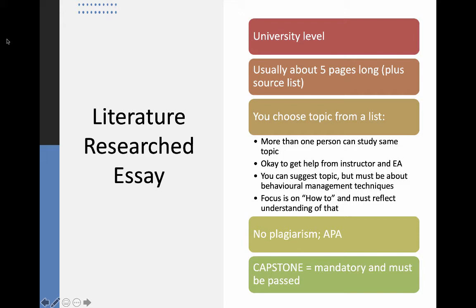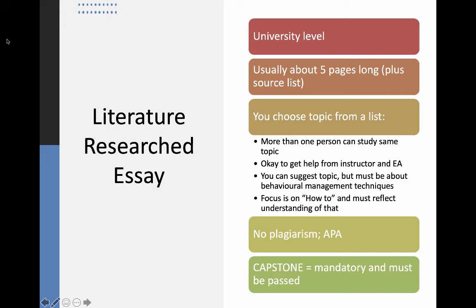You'll be given a list of topics, and you can choose whatever one you want from the list. It doesn't matter if somebody else has also chosen it. You may also come to me throughout the process and get help, as well as from the educational assistant, Janet, and have her give you feedback on things like your note-taking, your outlining, your thesis statements, and your draft. You can do that multiple times, and you'll see why that matters in a moment.